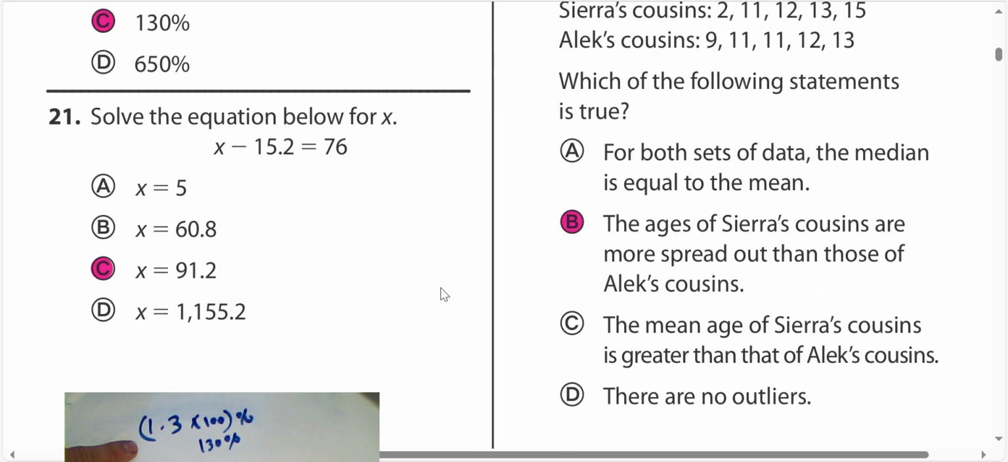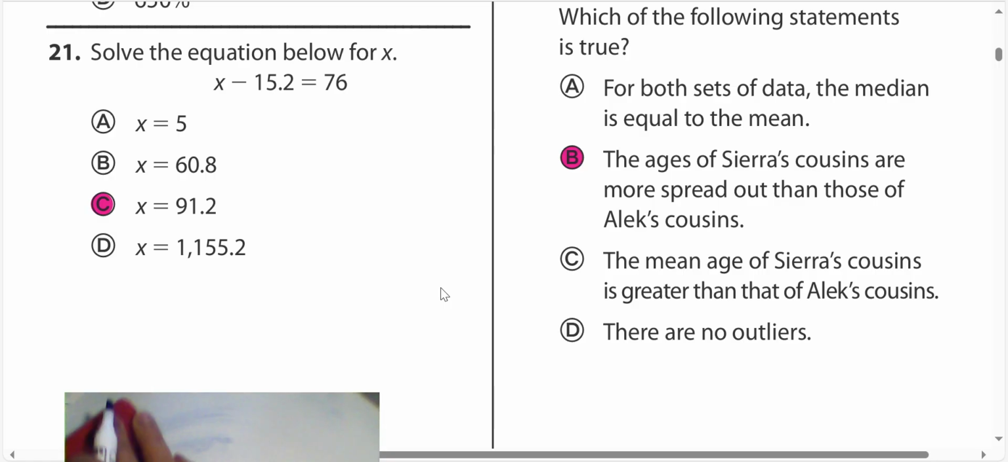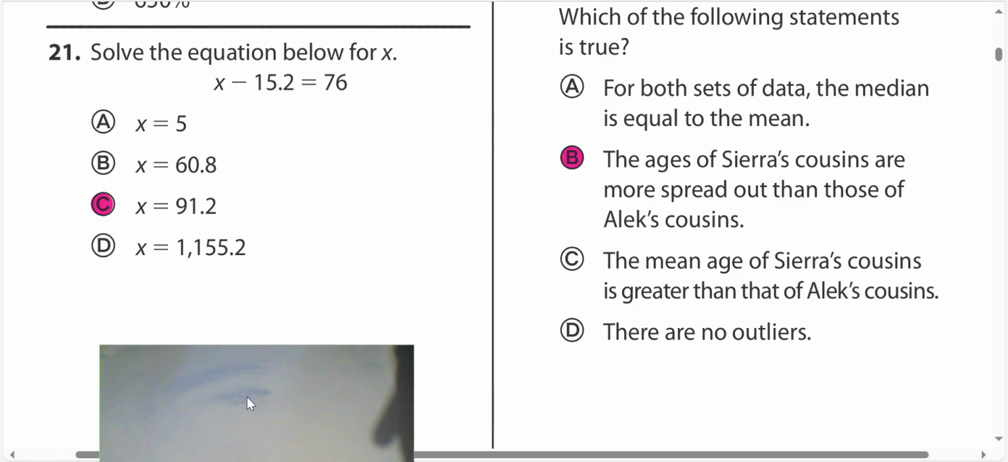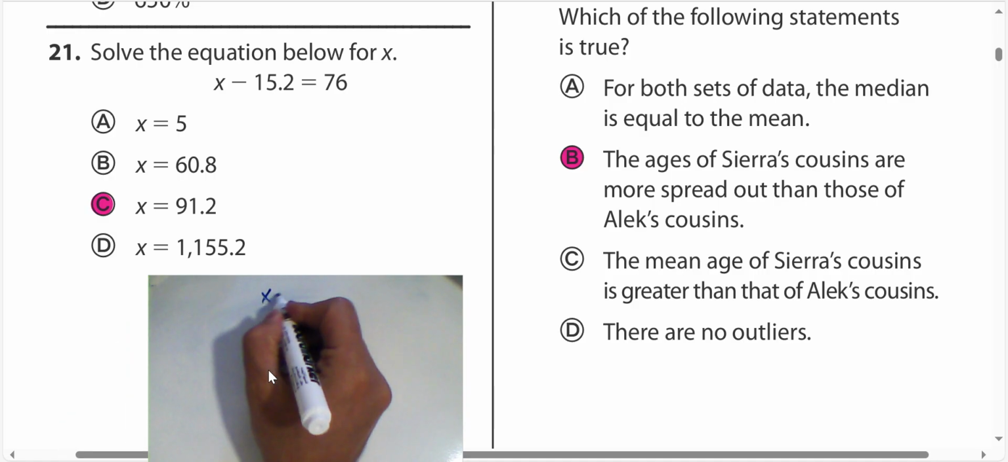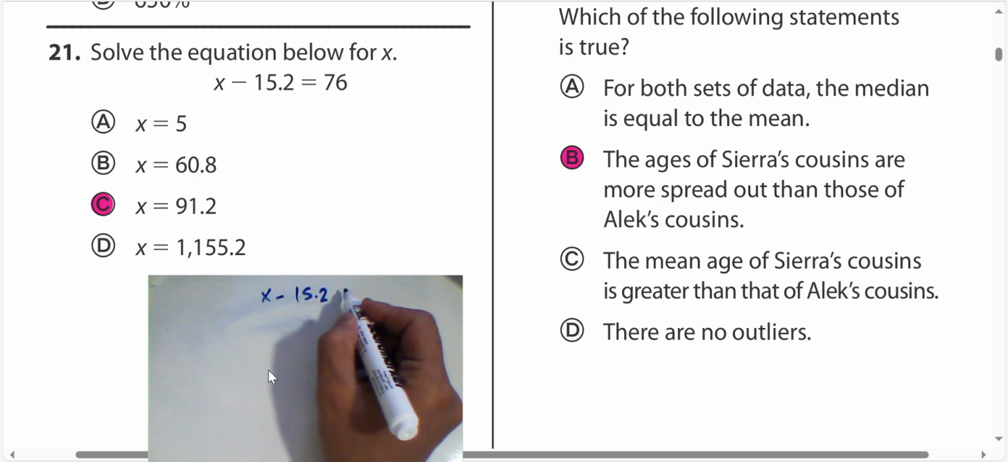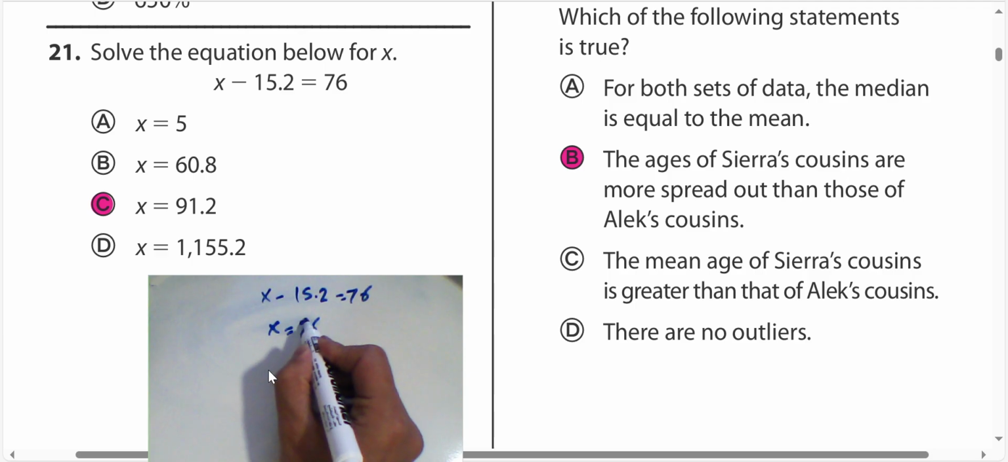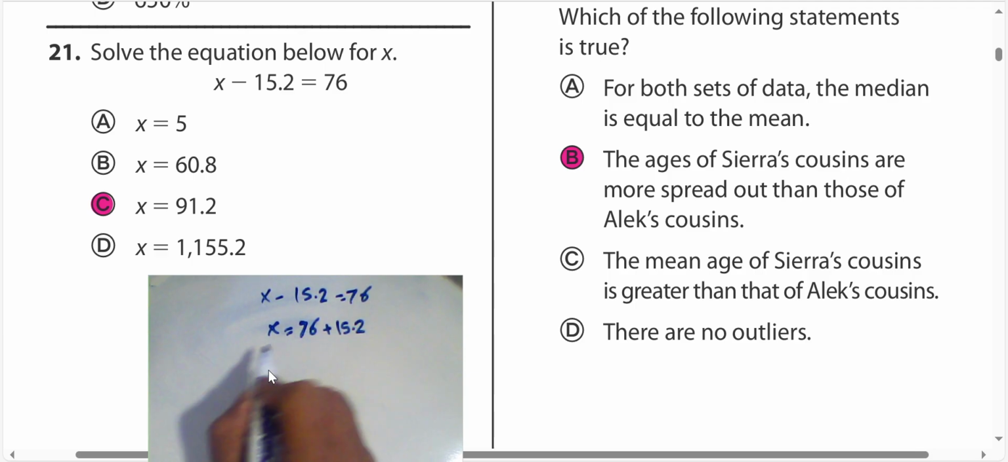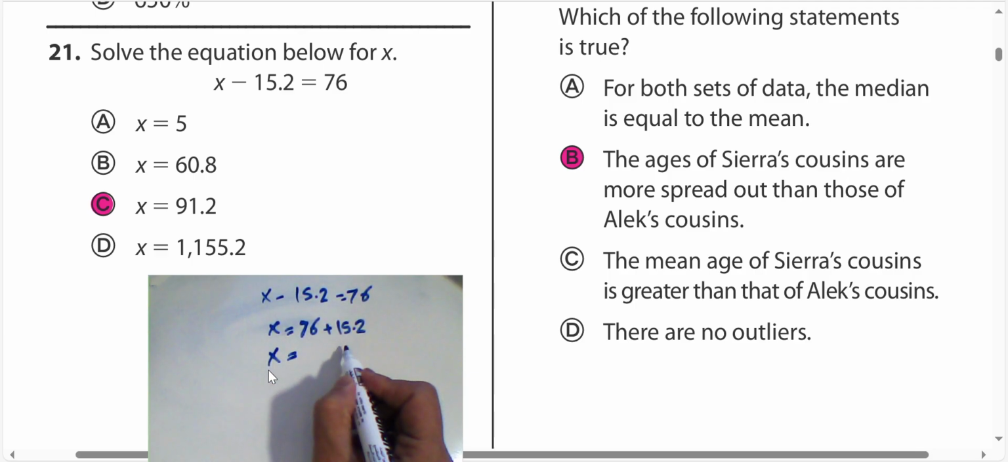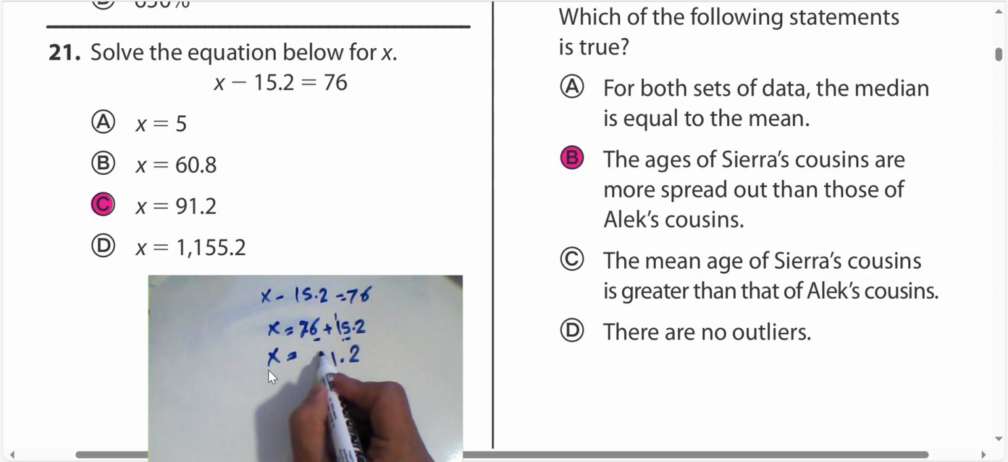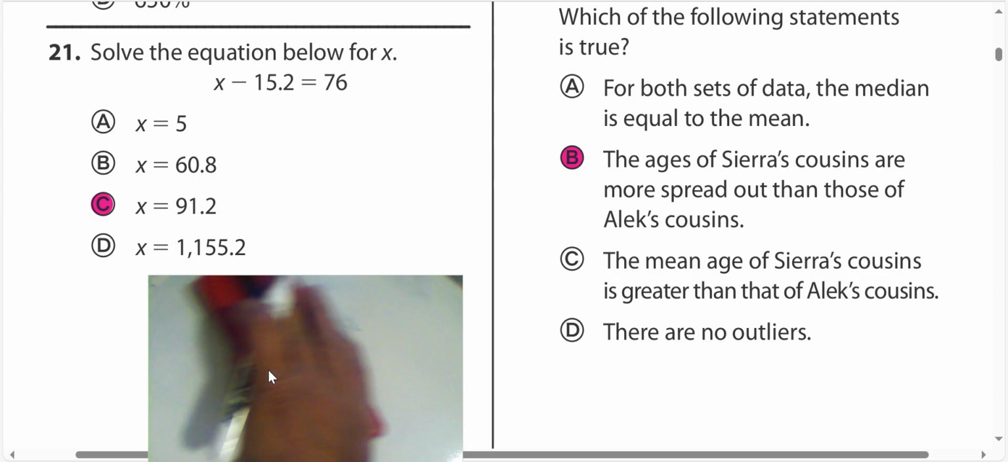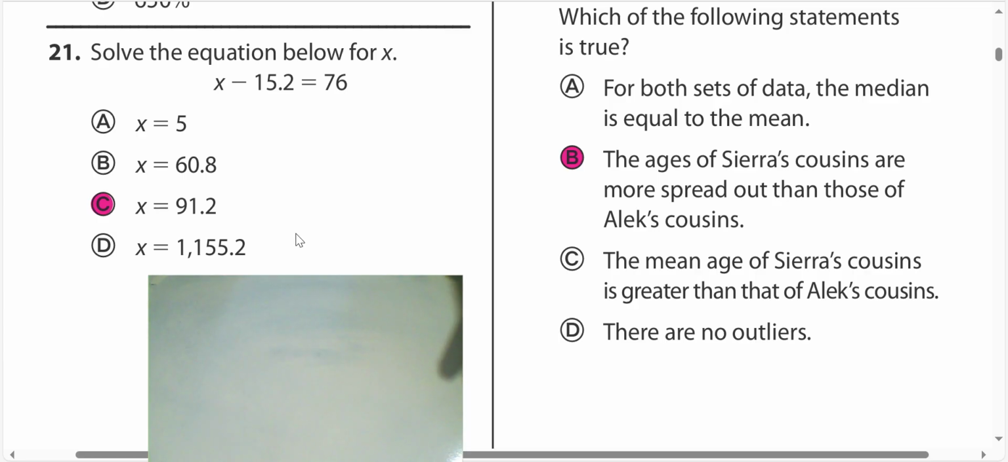Next, question 21. Solve the equation: x minus 15.2 equals 76. The value of x equals 76 plus 15 and 2 tenths. Then we can write 2 plus 6 is 8... 6 plus 5 is 11, write 1 and carry 1, 1 plus 7 equals 9. That was question 21.